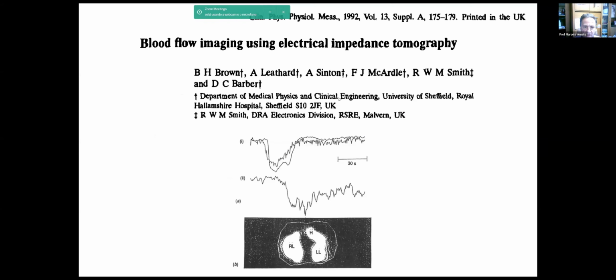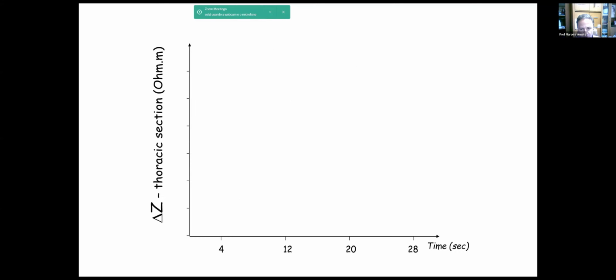And then, for instance, the first person that applied this principle was Brian Brown. And he tried to follow this perfusion in the lung. And you can see that the technology at that time had a very bad signal-to-noise ratio, and the signal was very noisy. But in the last years, we are very glad to see that the resolution of EIT nowadays allows us to study perfusion with a very reasonable precision.